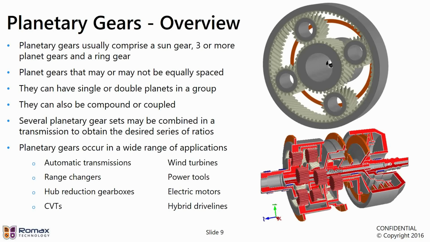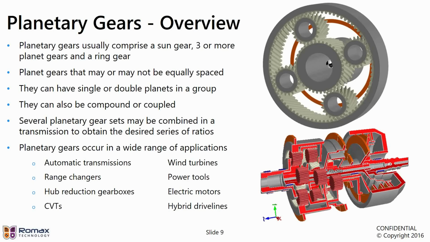They can be combined in various combinations where more than one planetary gear set shares one component, maybe the same carrier or the same sun or even the same ring. And you can combine various planetary gear sets together in series, typically in something like an automatic transmission or a wind turbine, either to produce larger ratio changes or to produce a variety of different ratios in the case of an automatic transmission.